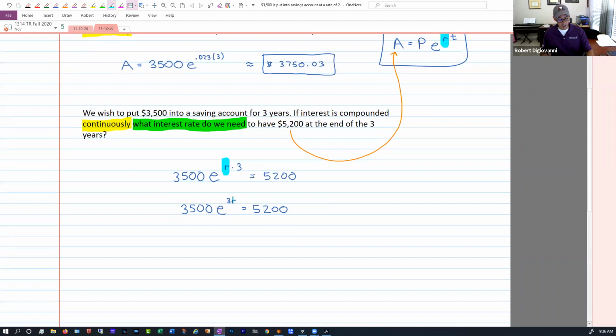We want to know what R is, right? So how do you solve for R? There has to be some way of algebraically solving this. Now, if you've never seen logarithms before, it's impossible to solve this equation. There's only one way to do it. You have to have logarithms.